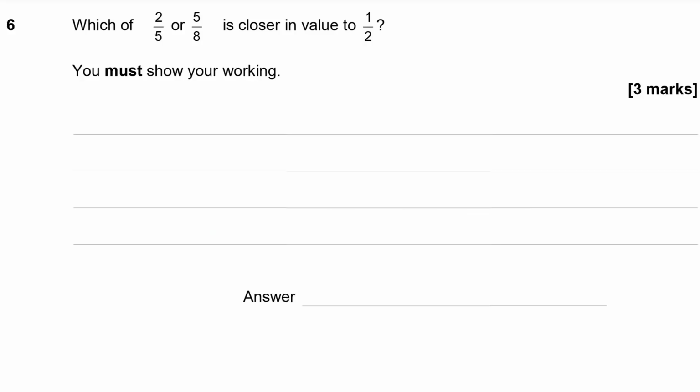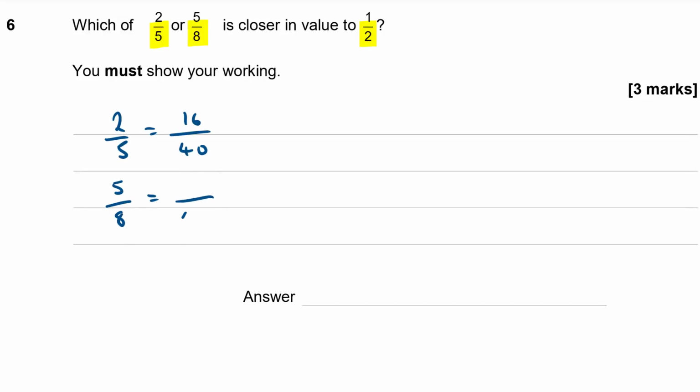In question 6 we're asked which fraction is closer to a half, 2/5 or 5/8. Whenever we're comparing fractions, the easiest thing to do is to rewrite each fraction with a common denominator. So we're looking for a common denominator from 5, 8, and 2. All three of those numbers go into 40. So I'm going to change them all into fractions over 40. So 2/5 is the same thing as, well, 5 goes into 40 8 times, so that's going to be 16/40.